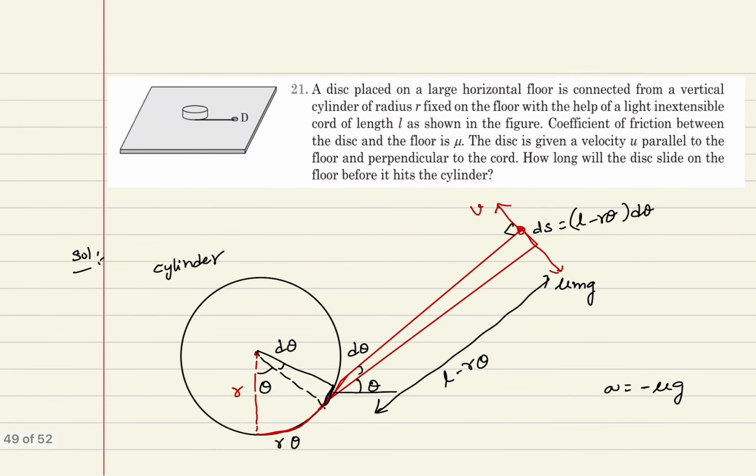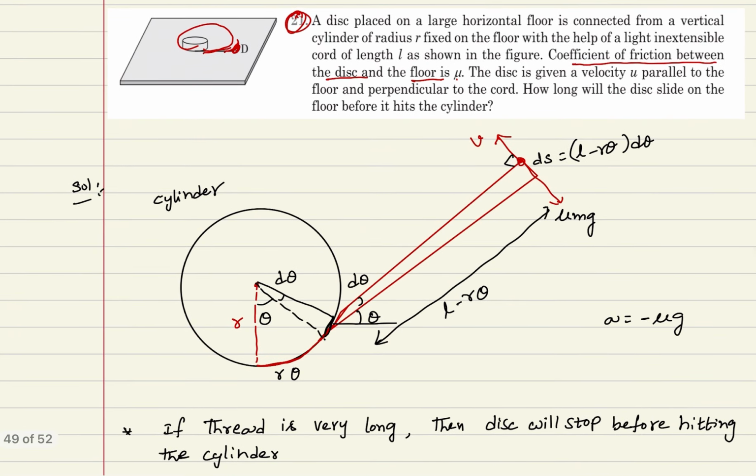Next, question number 21 in the same Pathfinder. In this question, they have given the same setup. What they are asking is how much time it takes for the disk to hit this cylinder. But in this question, they have given the coefficient of friction between the disk and floor as mu. I have considered this in two parts.